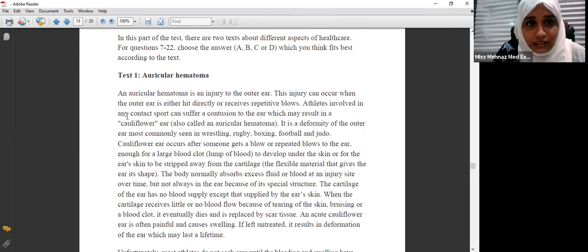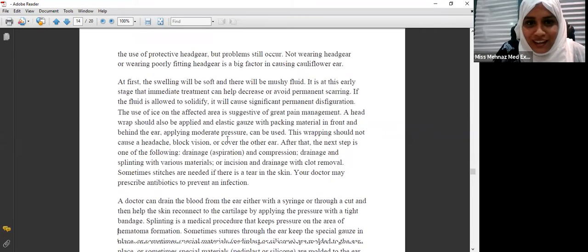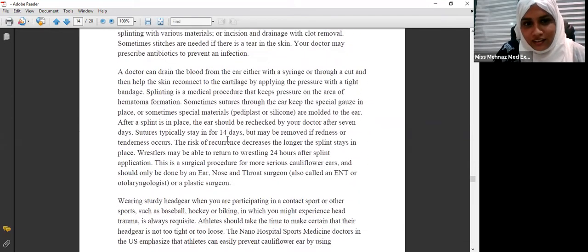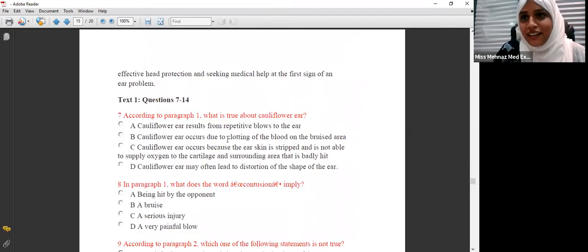Athletes involved in any sport can suffer a contusion to the ear, which may result in cauliflower ear. What is contusion here? You might feel that all three options could fit. The word contusion means simply a bruise. But remember, even if you don't know the meaning, it just says that it leads to cauliflower ear. It's not saying that it's already been hit by an opponent. It can be hit by anything.